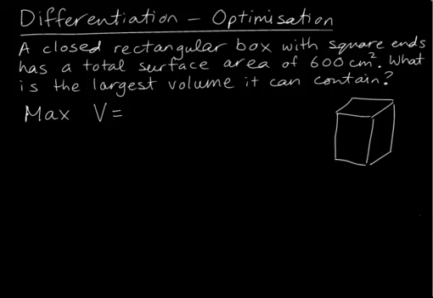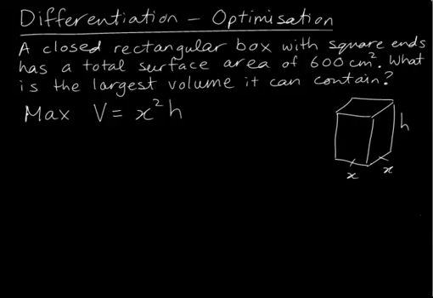Okay, so here is my box. It's got square ends, so let's call that x and x, and the height of that box h. So the volume of this box is going to be x times x times h, which is x squared h, isn't it? Okay.